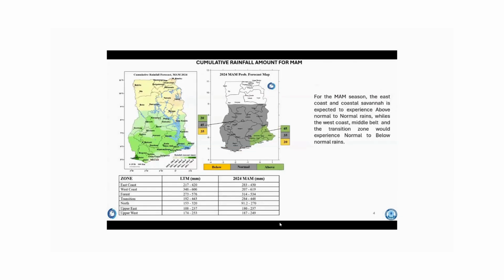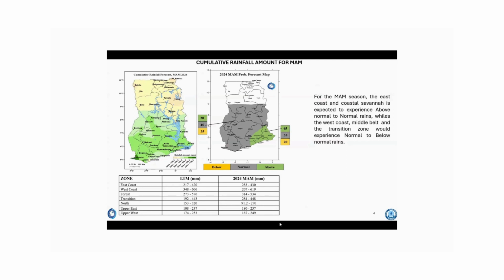Then we come to the cumulative rainfall amount for March, April, May. In the seasonal forecast, the further you go from the target, the less accurate it becomes. So we normally give a window of a month, done three-monthly, so that they are near each other and the accuracy level will be a bit higher.